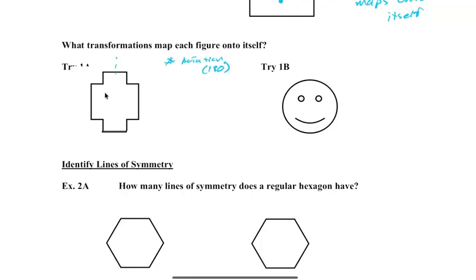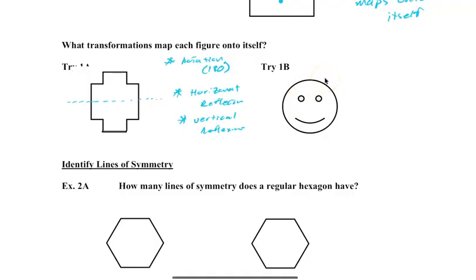Now can we cut it in half? I believe you cut it in half right there and you get the same picture. And if we cut it in half this way, you get the same picture top and bottom, right? So that means if we flip it across that, it would work. So we have two types of reflections. We have a horizontal reflection over the center, and then we have a vertical reflection.